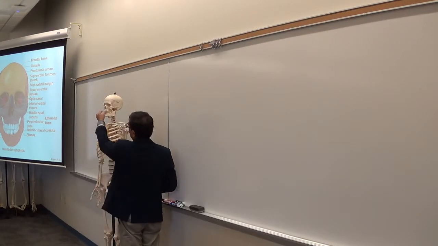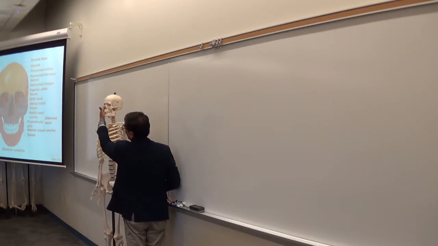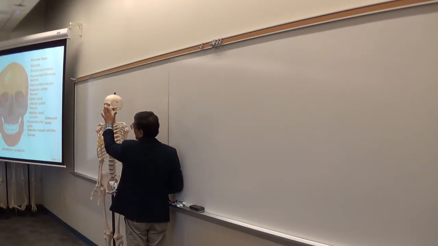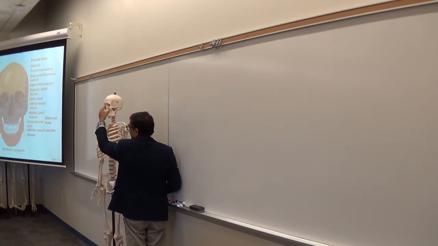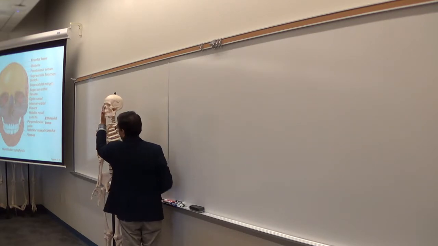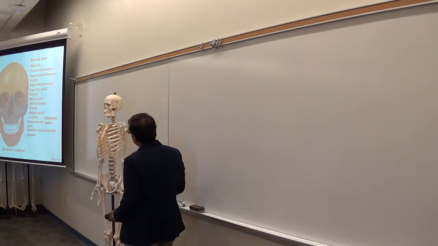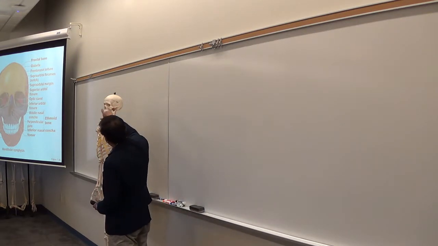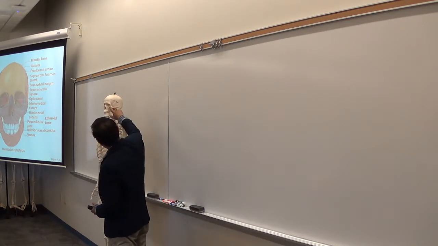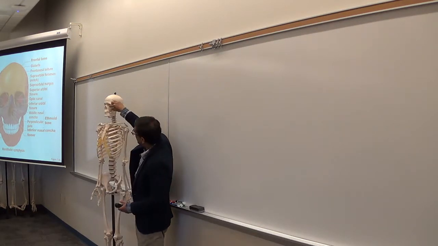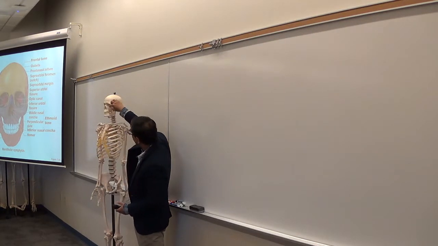So here is one maxillary bone, and this is another maxillary bone, and they join together, fuse together, to form the maxilla. So this whole thing is the maxilla, and this is one maxillary bone, this is another maxillary bone. Then you have the cheekbones. You see here the prominence of the cheek. These bones are called the zygomatic bones.